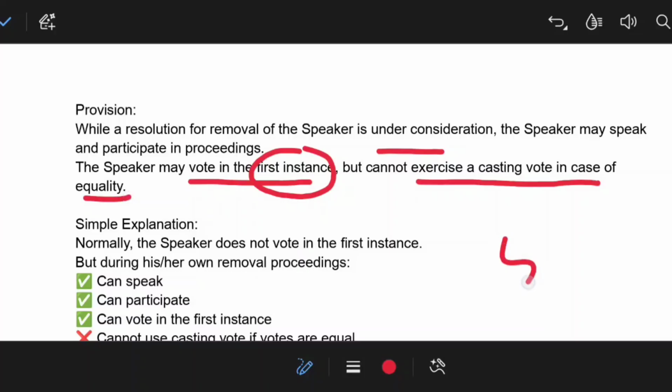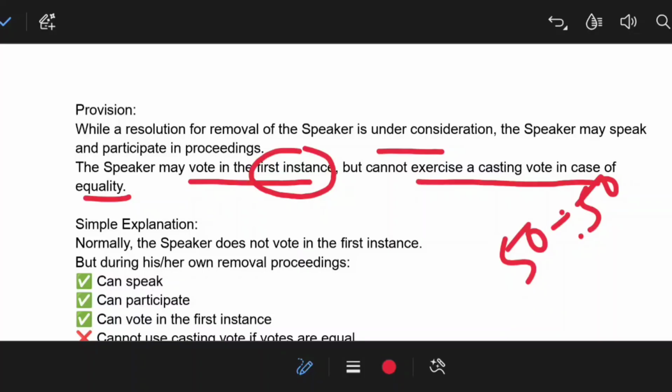Let's suppose there are 100 members in a 50-50 ratio. 50 agree to remove the speaker and 50 disagree to remove the speaker. In this circumstance, will the speaker not cast their vote? No, because obviously he will cast his vote in favor of not removing.